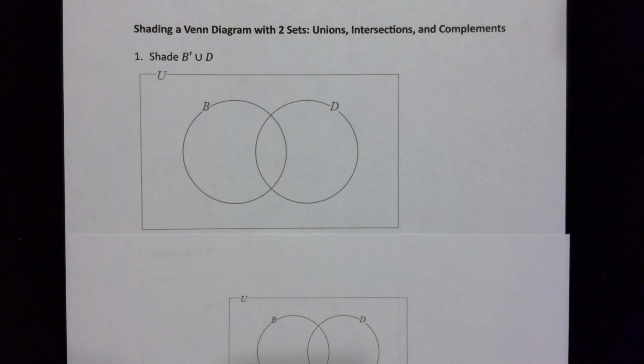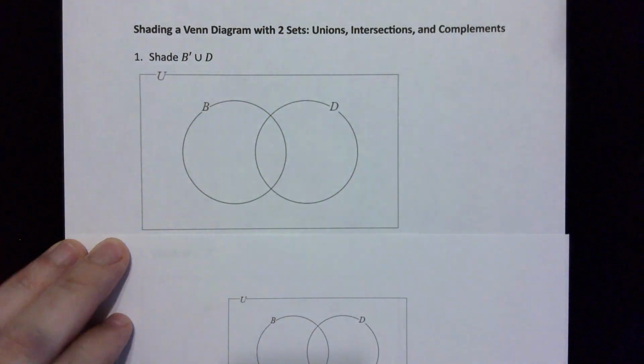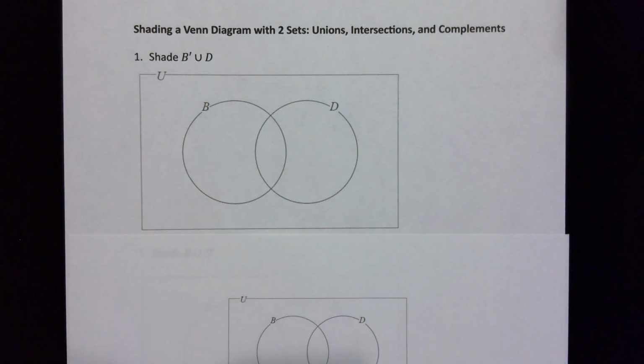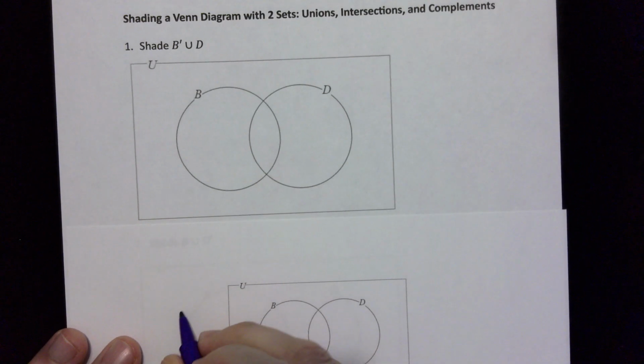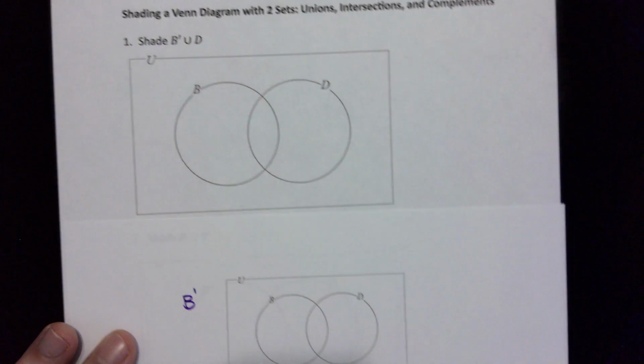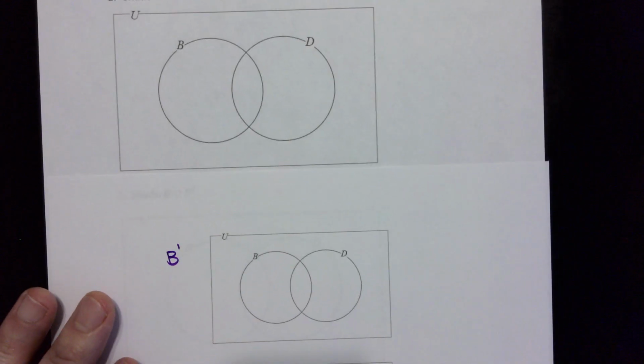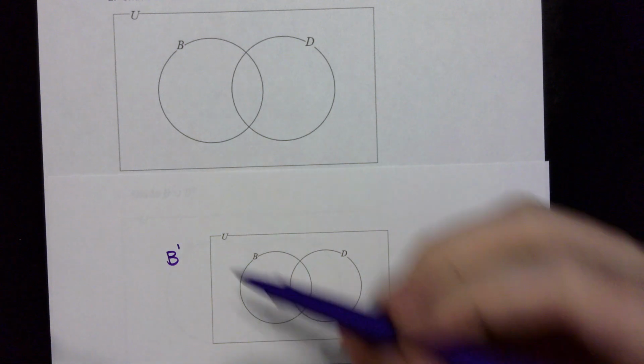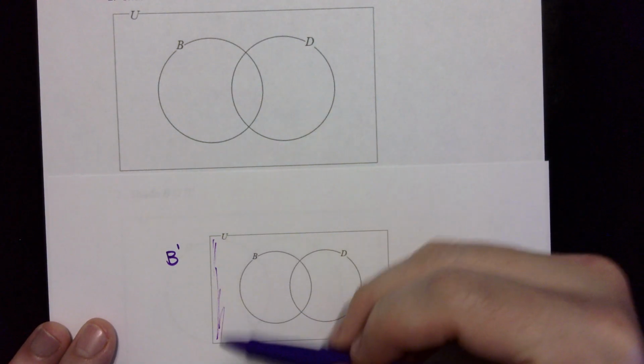Okay, so we've got our first problem here that says shade B complement. Remember, that's everything that's not B, and then union that with D. So what I want to do is go down here and first shade B complement. B complement is everything that's not in B, so that's including all the stuff on the outside.